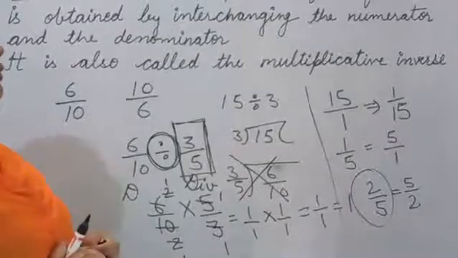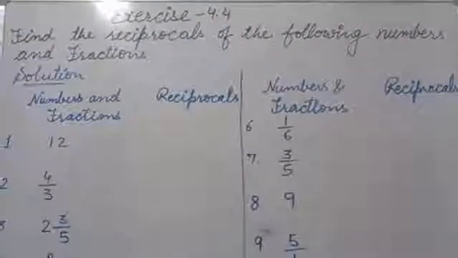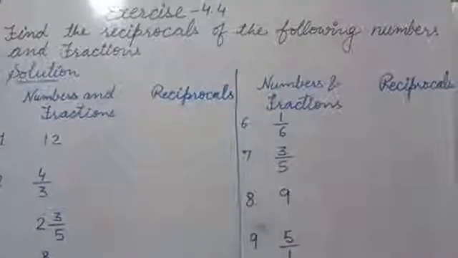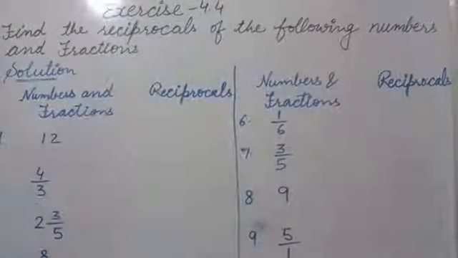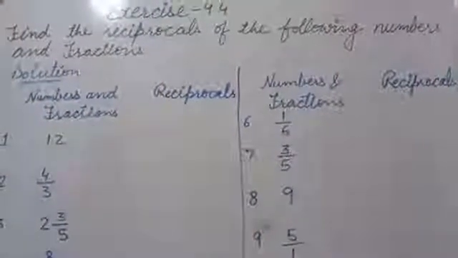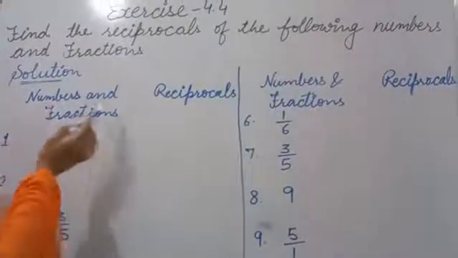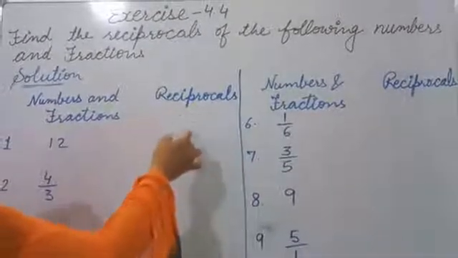Okay? So now we will start our exercise. Exercise 4.4. Find the reciprocals of the following numbers and fractions. Here you have to find the reciprocal of numbers and fractions. So let me start the solution. Here you should make a column like this. On one side you should write the numbers and fractions, and on the other the reciprocal.